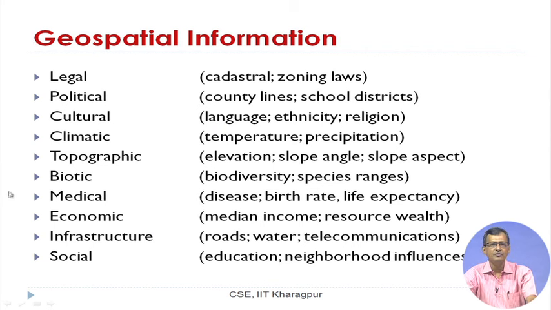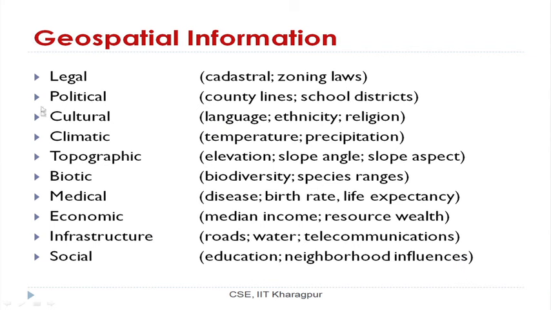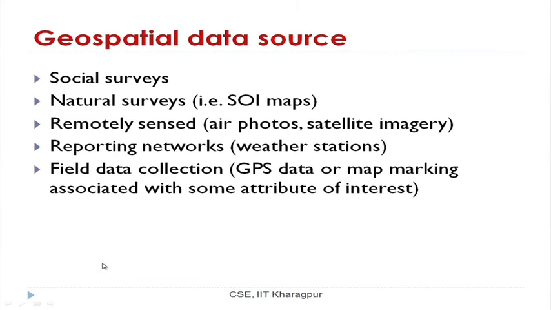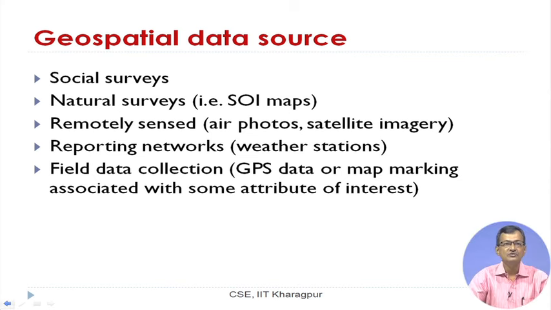And if you look at the common geographic data which we are accustomed with, there can be some legal data, that is location, boundaries, etc., political maps, cultural, climatic, some economic, etc. So, there can be n number of such structures, and there can be different agencies who are collecting the data or who are maintaining the data. There can be some sort of social survey, there are natural surveys like we have Survey of India maps, etc.